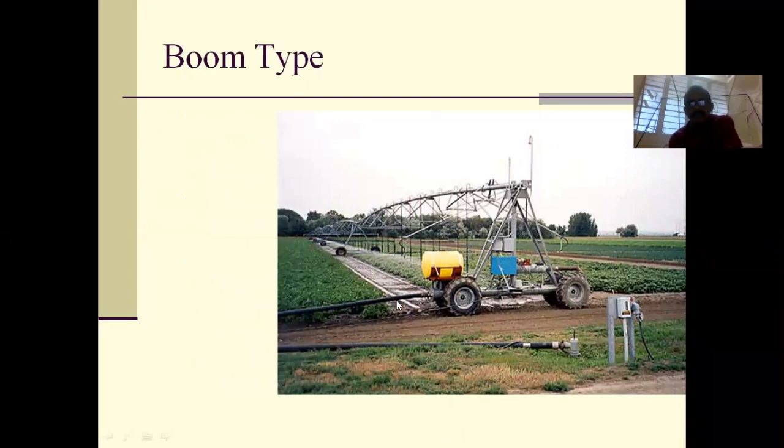You see here, this is a hydrant from which water is supplied to this system, and it moves linearly. Sometimes, instead of this, we can also have long canals. Along the canals, the suction pipe will be placed inside and water will be supplied to this system continuously.